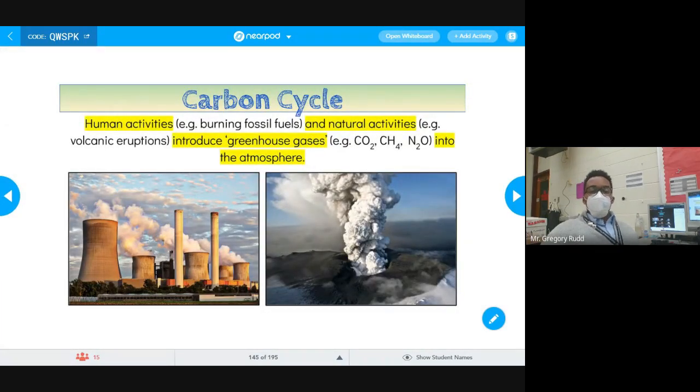And then other sources of carbon into the atmosphere. For whatever reason, they didn't include it in that last graphic that we were looking at. But of course, human activities, such as burning fossil fuels, as well as natural activities, such as volcanic eruptions, introduce greenhouse gases into the atmosphere: carbon dioxide, methane, and nitrides. Once these are added to the atmosphere, they contribute to something called the greenhouse effect.